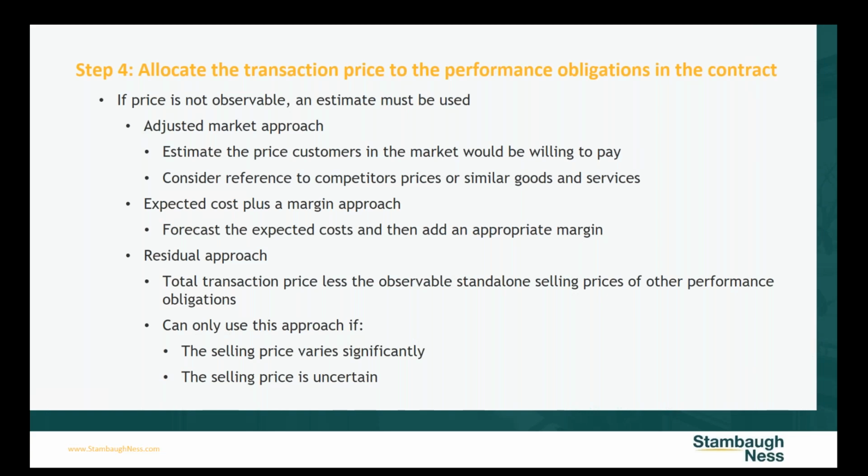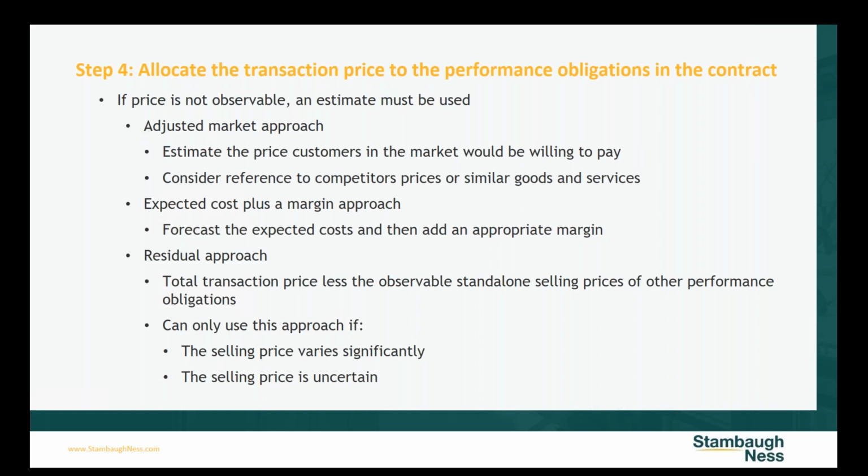And then the third one, which honestly is the easiest, but you can't always use it, is called the residual approach. The residual approach means let's take what we know and then what's left. So we take the total transaction price less the observable standalone selling prices, and whatever's left, we then apply to those performance obligations.